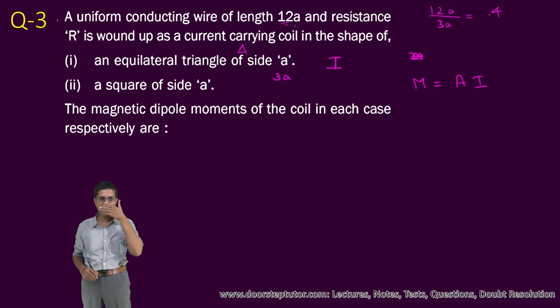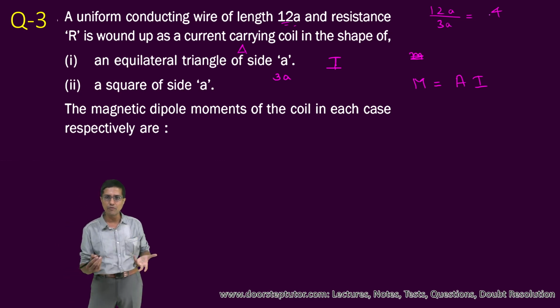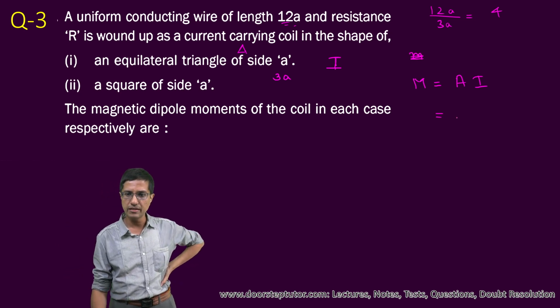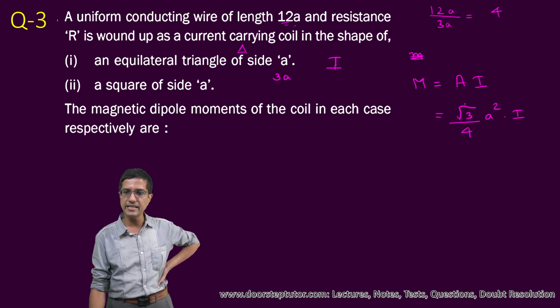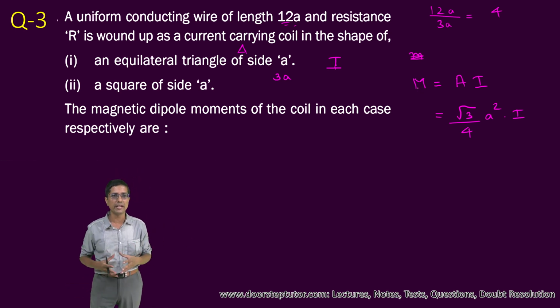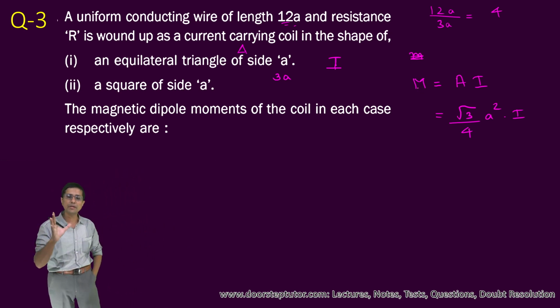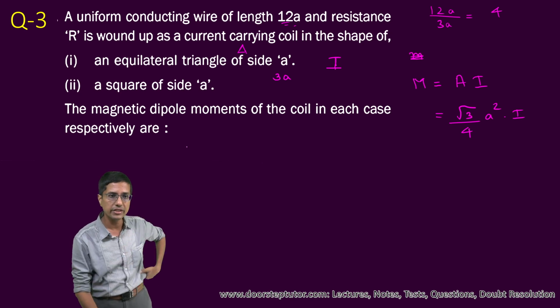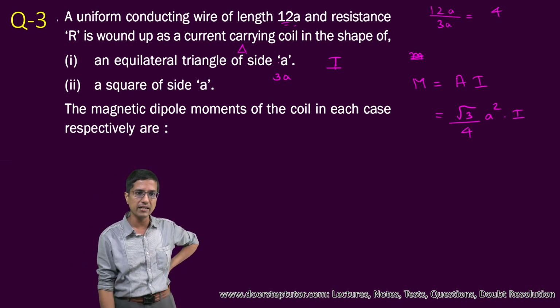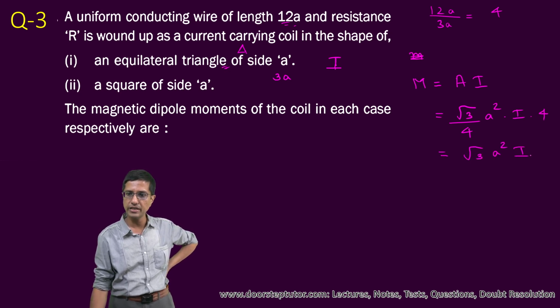Now we know that if the side of a triangle is A, what would be its area? We can simply find it out. It is root 3 by 4 A square, we know that, okay, and that is the magnetic dipole moment only because of a single turn. But of course this particular coil of equilateral triangle we have actually 4 of these coils, so I have to multiply by 4. So the net dipole moment because of this equilateral triangle would come out to be root 3 A square I. Okay, so that is the first answer.